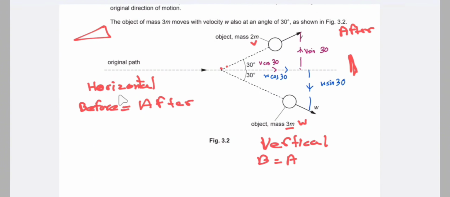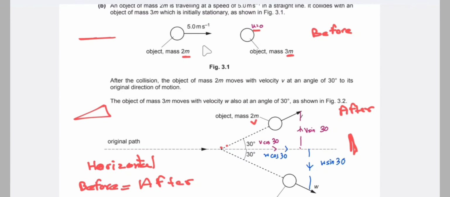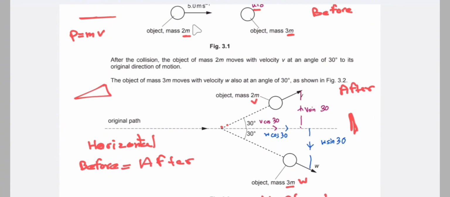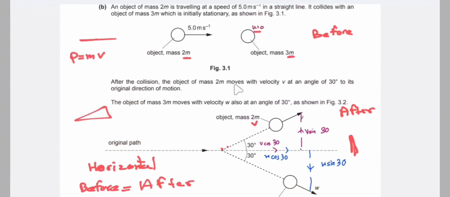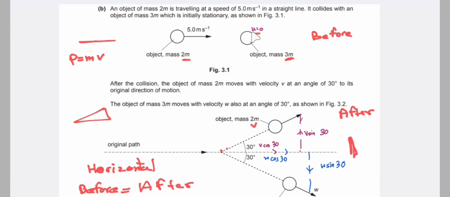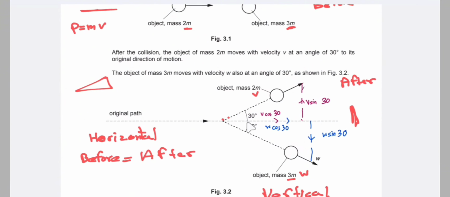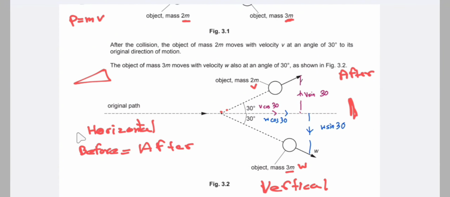So first of all, for the horizontal direction, we equate before to after. We know that momentum is equal to mass into velocity. So mass into velocity before collision, that is 2m into its velocity, that is 2m into 5, plus 3m into 0, since the 3m is at rest. So before collision, the 3m mass is initially at rest, so the velocity is 0. Then after collision, we are now considering the horizontal direction. So after collision in the horizontal direction, the 2m is moving at a velocity of v cos 30.